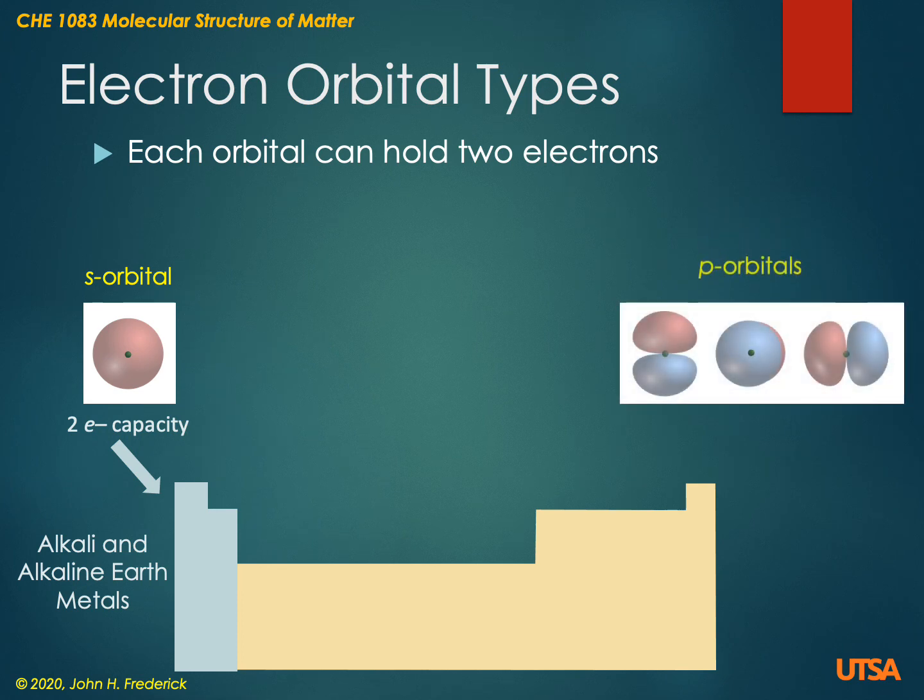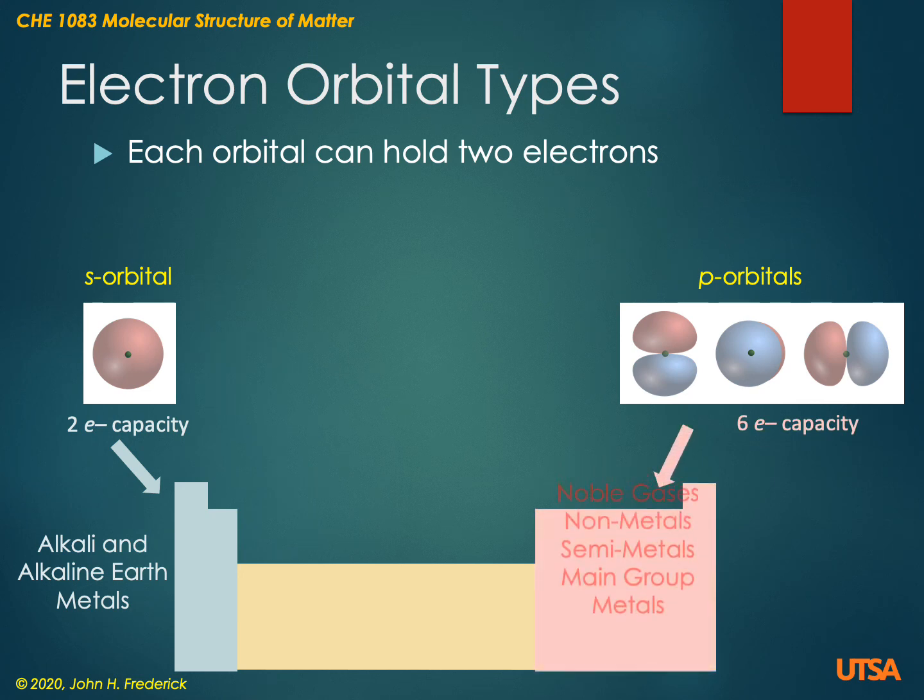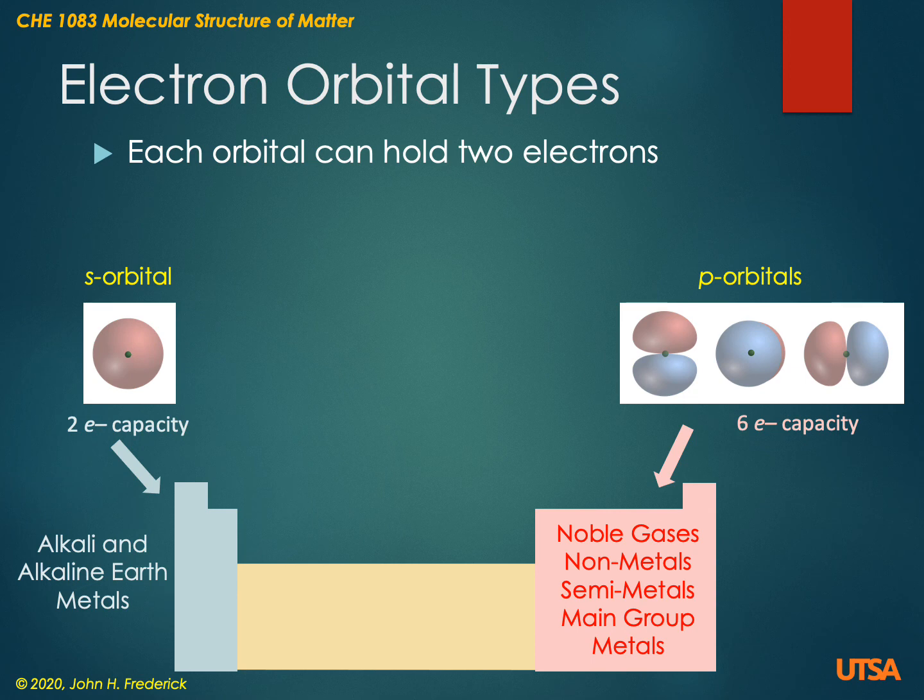The p orbitals we're also familiar with. There are 3 of them because there are 3 dimensions, so there's an x, a y, and a z p orbital. That means the total capacity of the p orbitals is 6, and they account for the 6 columns on the right-hand side of the periodic table. This is where we find things like main group metals, semi-metals, the non-metals, and the noble gases.